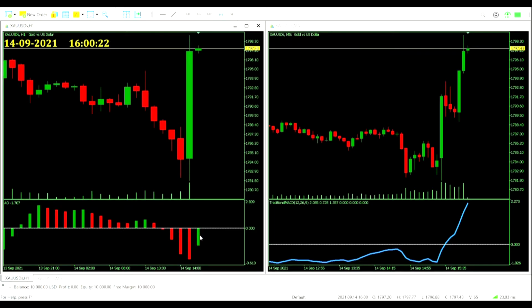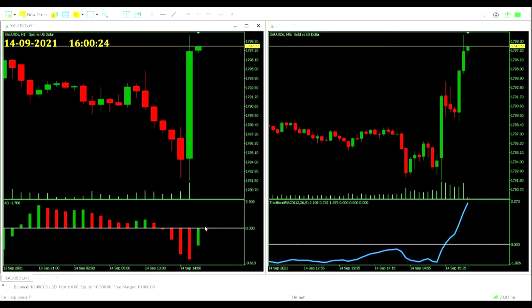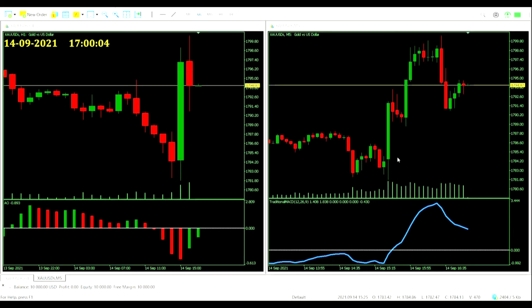We could get stuck in this, where the awesome oscillator crosses over that zero line, but then we're only allowed in buy trades, so once more we'd have to wait for it to come back down and cross over again. Okay, another on the hour update.